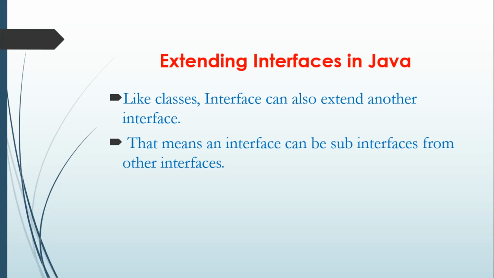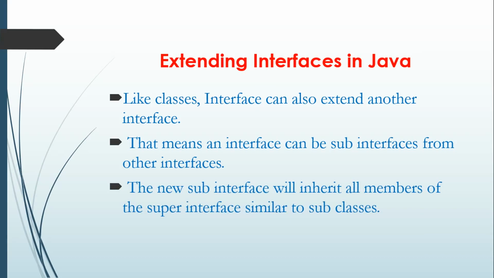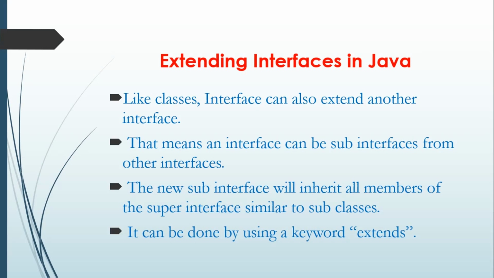that is, one from another interface. The new sub-interface will inherit all the members of the super interface, similar to subclasses. As we all know the concept of classes, superclass and subclasses, the derived classes inherit all the properties from their parent class. And the same thing happens with interfaces also. The sub-interfaces will inherit all the members of the super interface similar to subclasses. It can be done using extends.